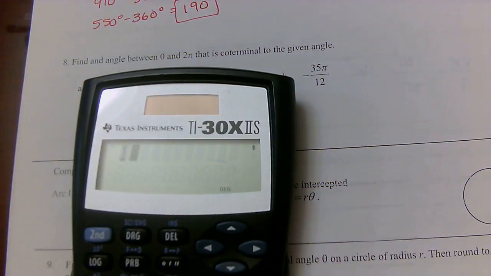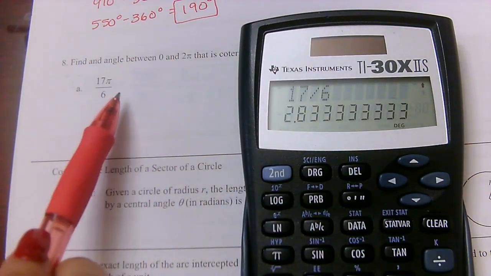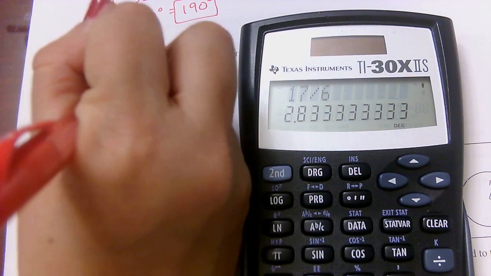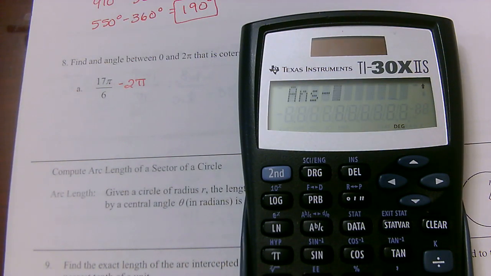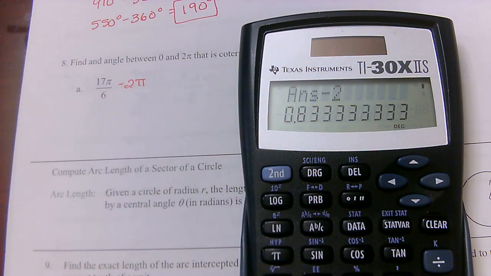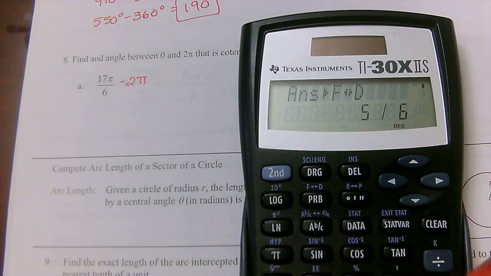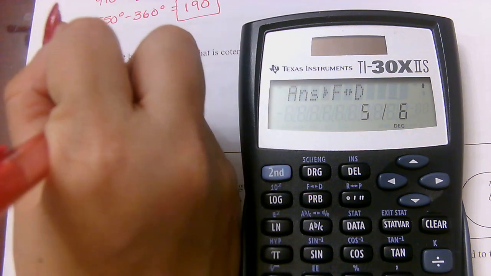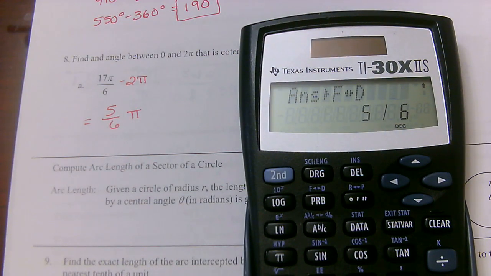So I'm going to do 17 divided by 6, and I can see that that's more than 2. So I want to subtract 2 pi. When I'm using my calculator, all I'm going to say is minus 2, because remember, we're not including that pi. So now I have a number that's between 0 and 2. Change that back to a fraction, and you get 5/6. So here the answer will be 5/6 pi. This is going to be our standard radian.